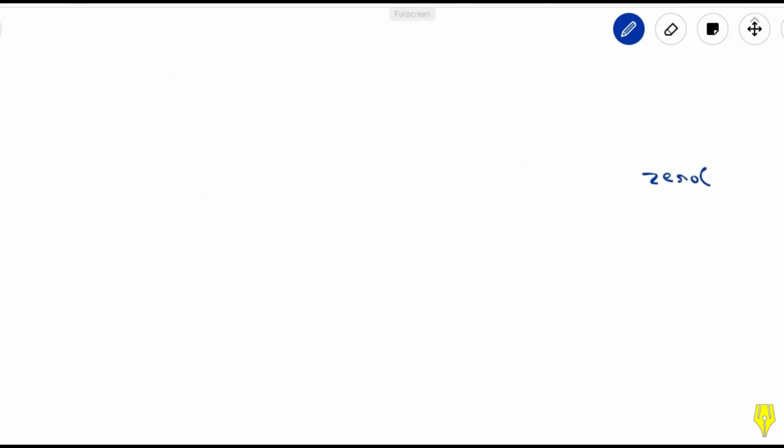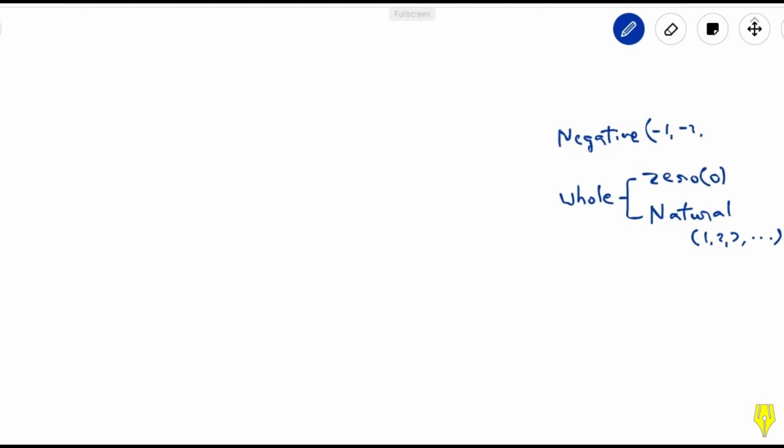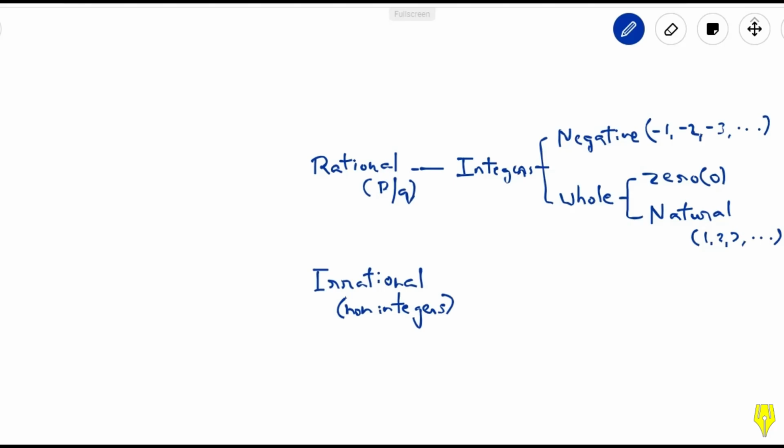Now, let us summarize all the different types of numbers we have learnt till now. Remember that irrational numbers are non-integers. Rational and irrational numbers are part of real numbers.